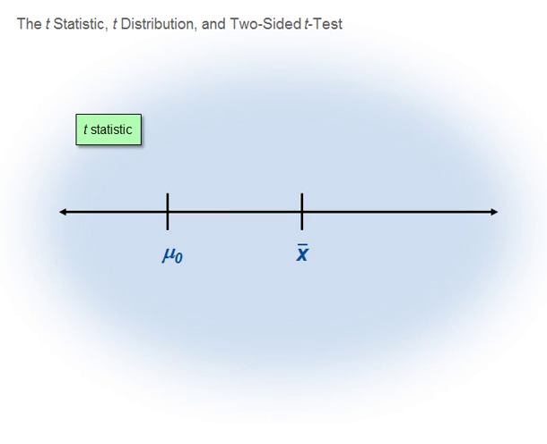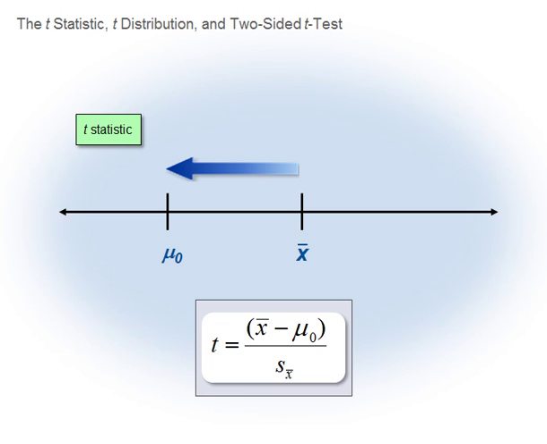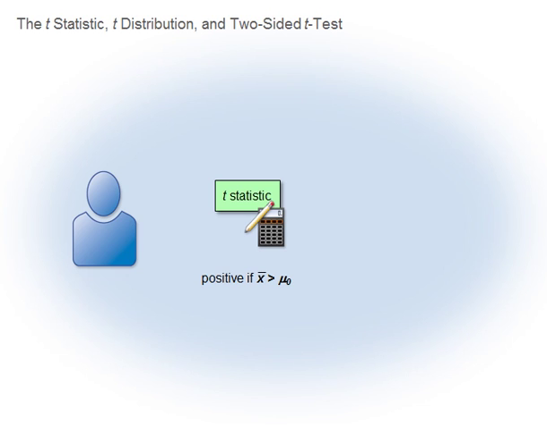The t-statistic measures how far x bar, the sample mean, is from the hypothesized mean, mu sub 0. It is the number of standard errors that the sample mean is from the hypothesized mean. The formula is shown here. The t-statistic is positive when the sample mean is larger than the hypothesized mean, or negative when the sample mean is less than the hypothesized mean.